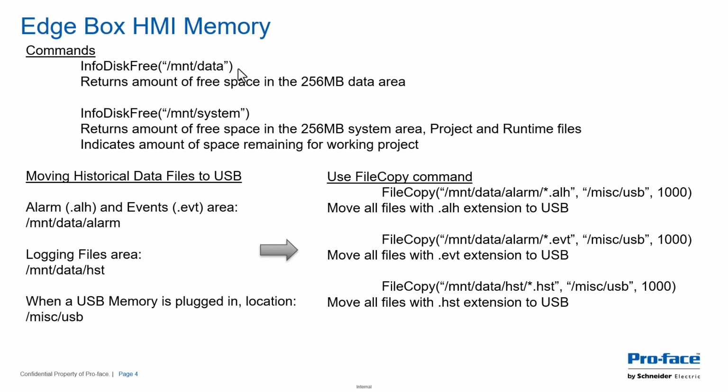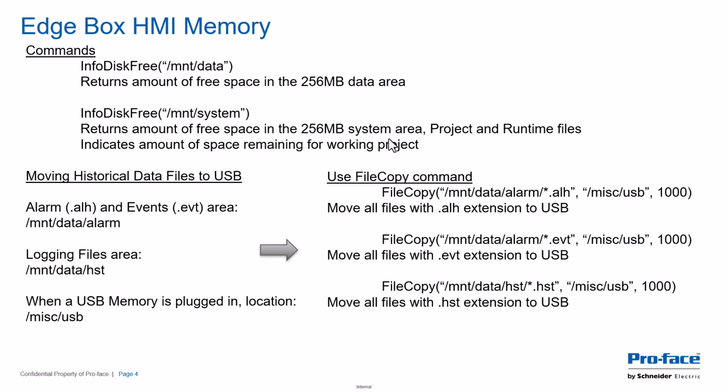So basically, we end up with two different areas that we really concern ourselves with. Basically, this is the data area. This is the area where all the history and event files are stored. And then the info disk free for the system, this is where the project and the runtime files are stored, like we talked about in the previous slide.